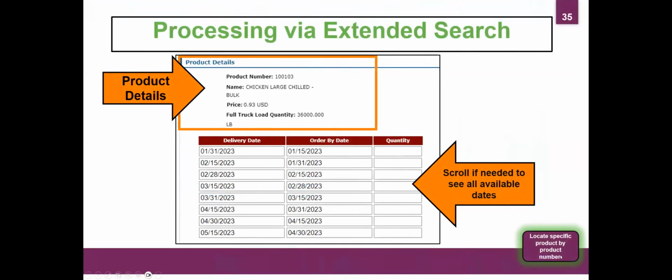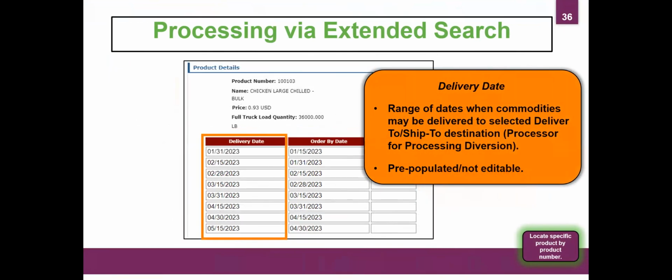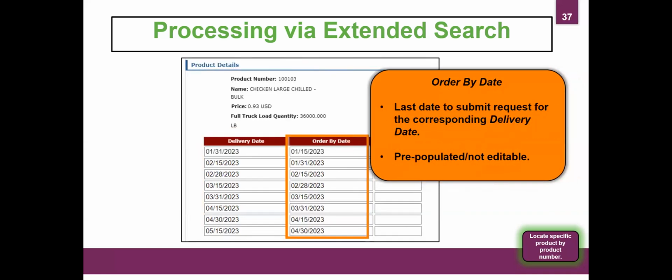So remember, we had started, right? We found our material number and we clicked on the shopping cart. That opens up our window whereby it lists the product details. So we verify once again we have the correct item, and then our delivery dates and order by dates. This is exactly the same as the direct delivery. So we check the information at the top. Our delivery date, that's when they're going to be delivered to the processor. Pre-populated, we can't modify that field. There's our order by date as well. We cannot change that field. These are all defaulted based on the product number.